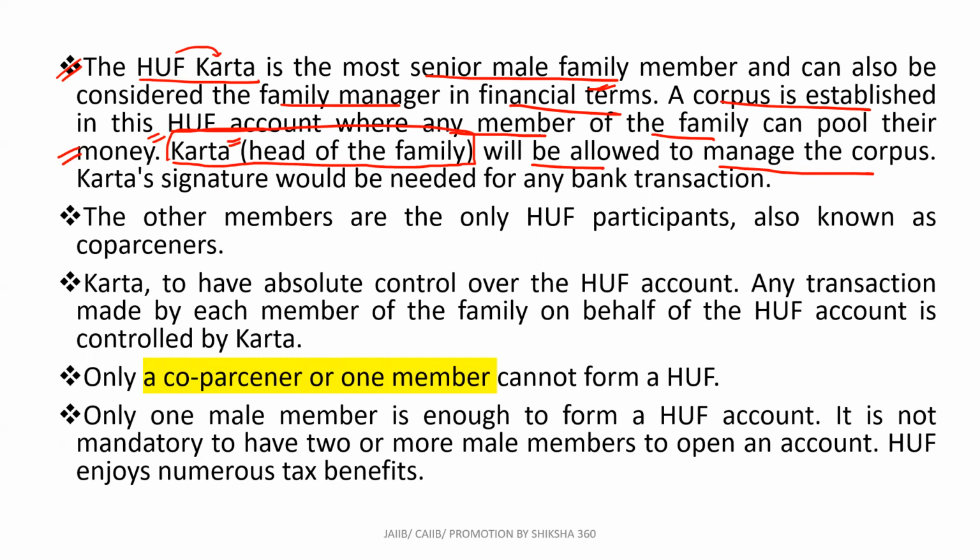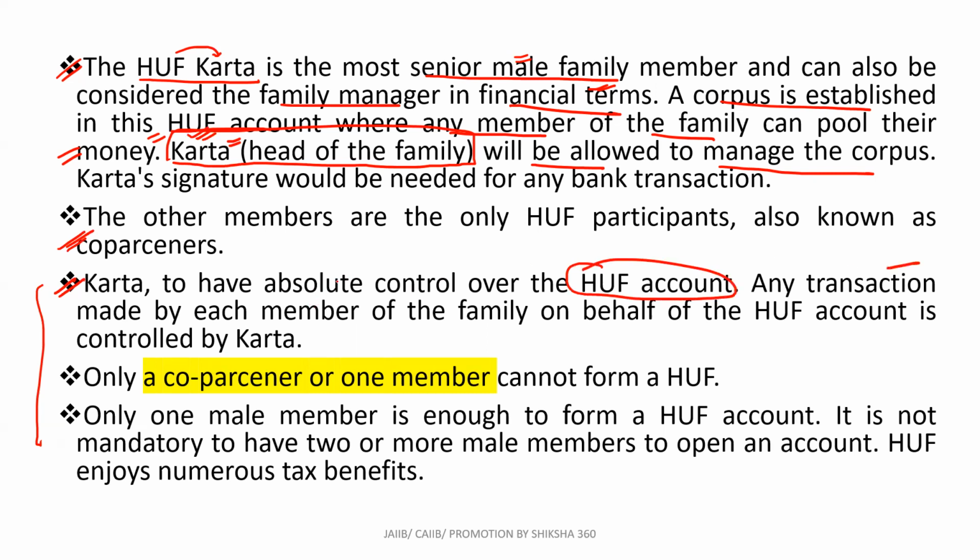The other HUF participants are also known as co-partners. The main member is known as the Karta, and the rest are co-partners. So the Karta has all the control, all the signing power, in their hands. It is the senior most male member. Earlier, only a male member could be the Karta. Now, there are some little changes, which I will also discuss. So the Karta has absolute control over the HUF account.